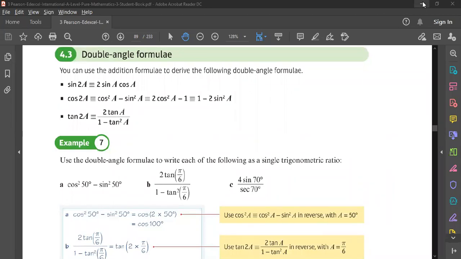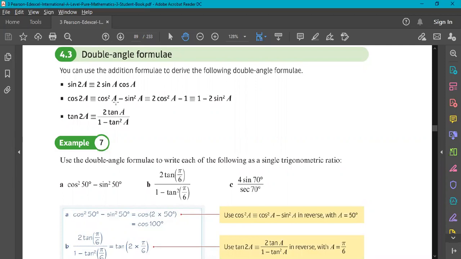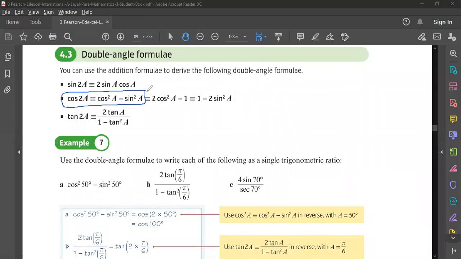2 minutes, you have to prove the second rule, this rule. 2 minutes only.